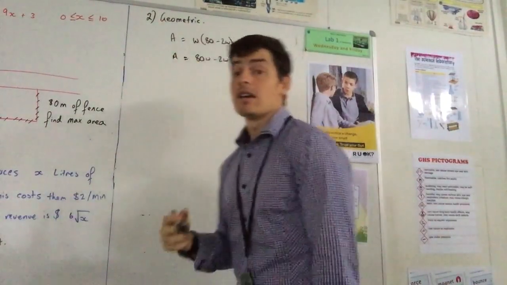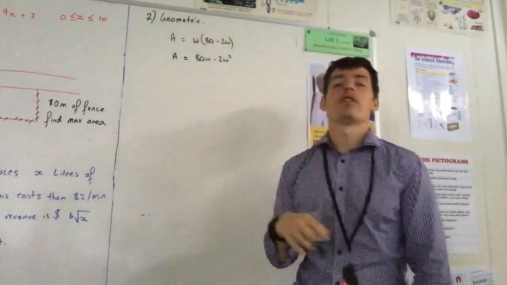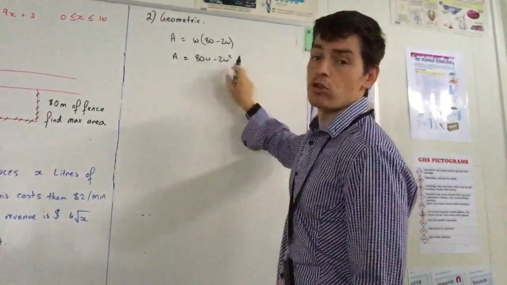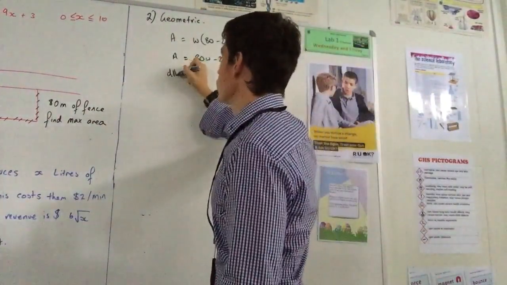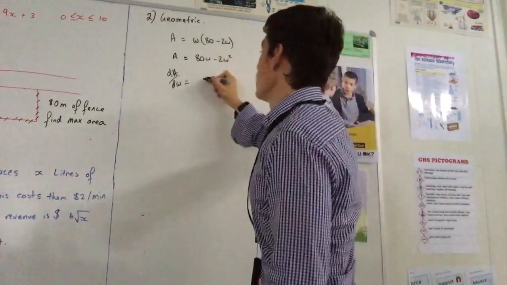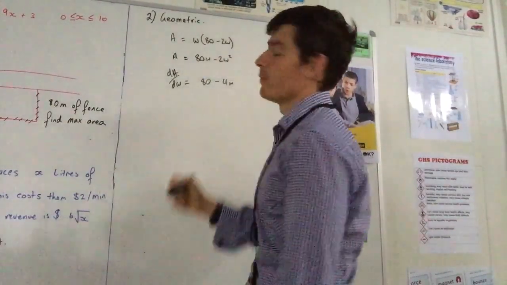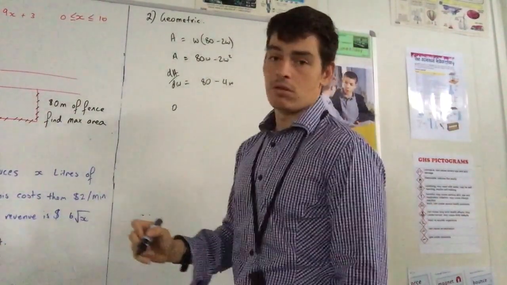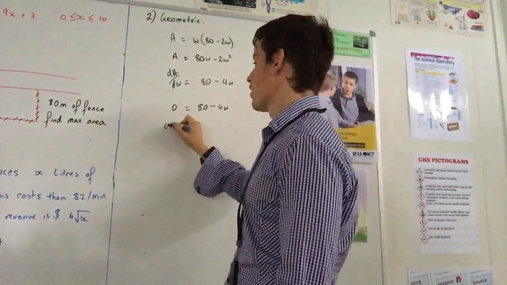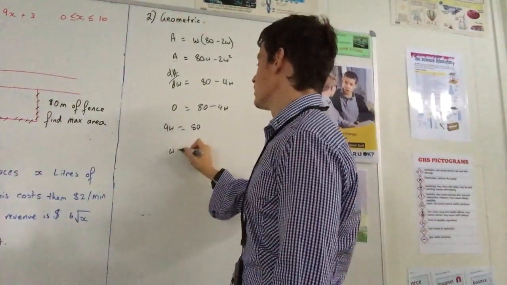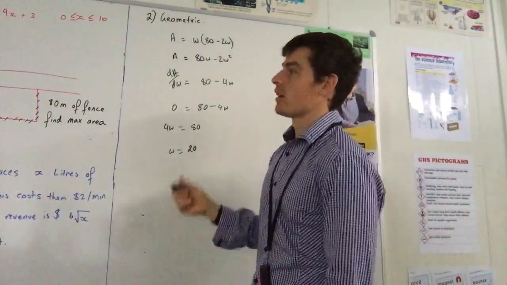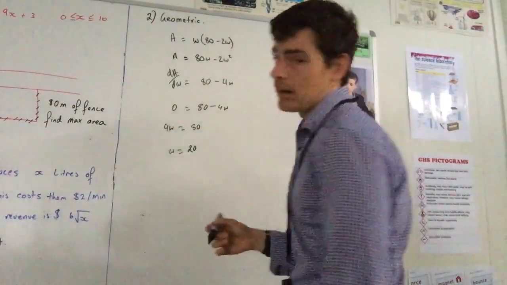Now again I want to find the max or the min. The way that I do that is I'll derive it and let that equal 0, but I'll derive it with respect to w because that's the only variable I have in my equation now. So dA/dw, which means the change in area with respect to the change in width, equals 80 minus 4w. I let that equal 0. 0 equals 80 minus 4w. Take the 4w over the other side. 4w equals 80. W equals 20. Cool? So I know that my width is 20. I can come back and find my length later, but let's find out if that's a max or a min.